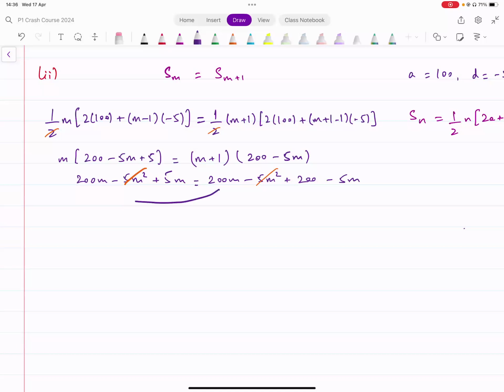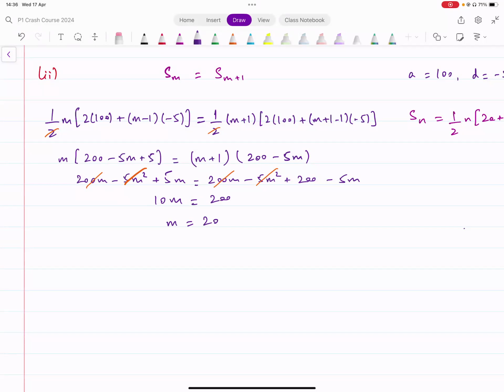And then this comes to the left side as well. In fact, they also get cancelled. These two get cancelled. 5m plus 5m, that becomes 10m. On the other side, you just have 200. The value of m turns out to be 20, and that is what we were looking for.